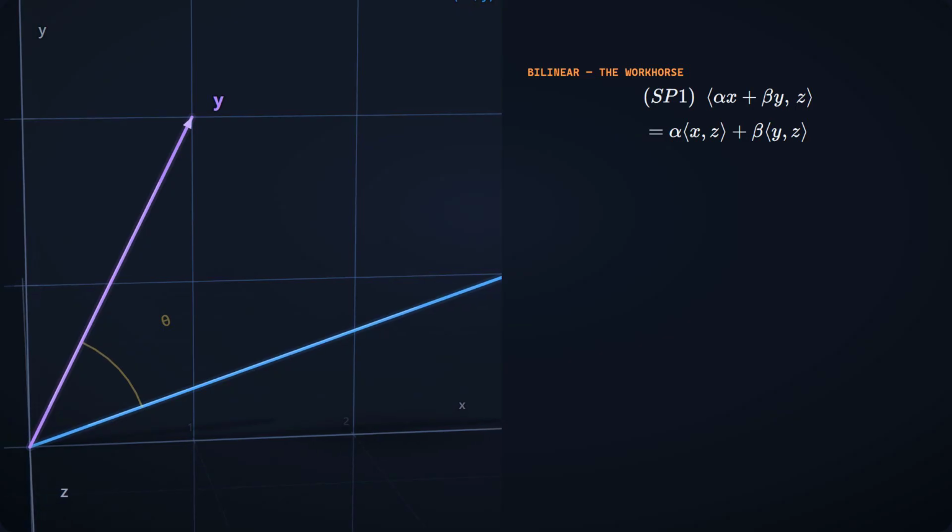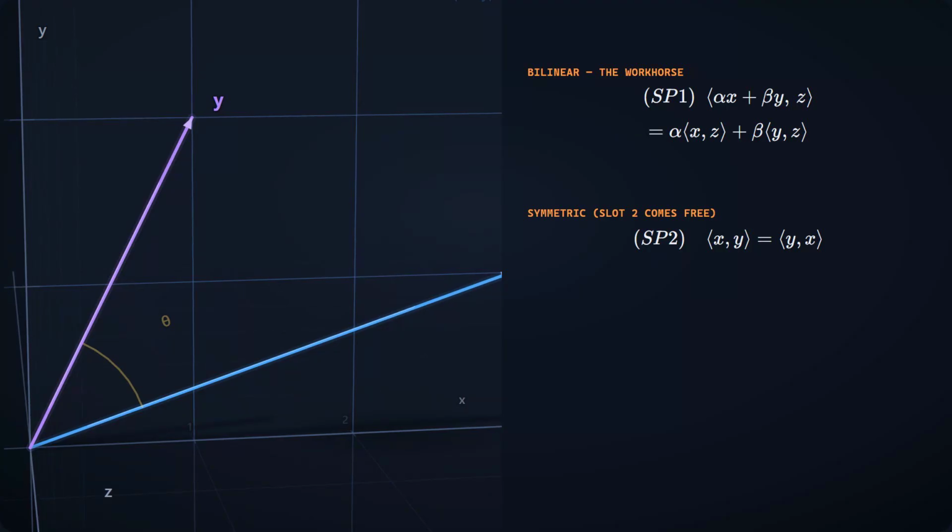That one feels almost too obvious to write down. Does it really earn its place? It earns it quietly. With linearity in the first slot plus symmetry, linearity in the second slot comes for free, one axiom doing double duty.